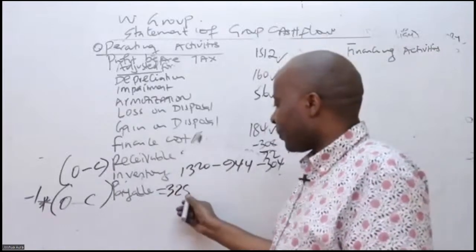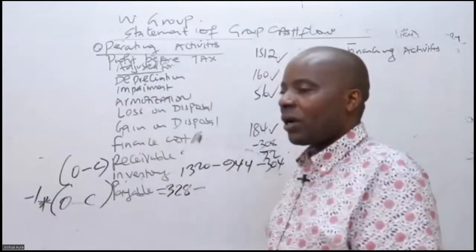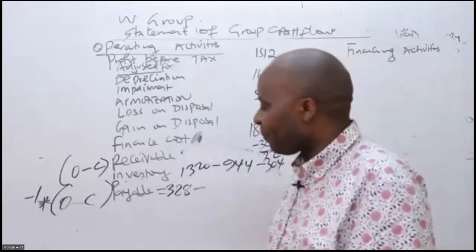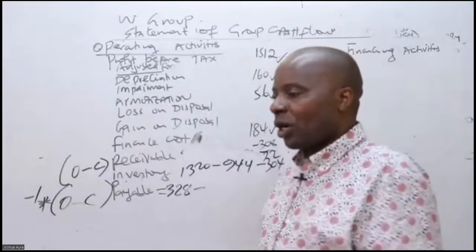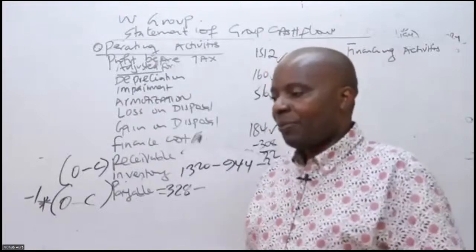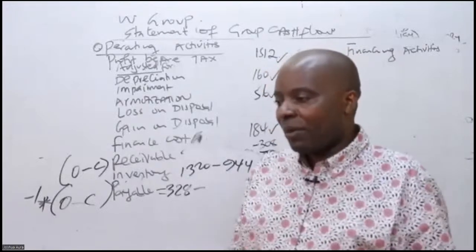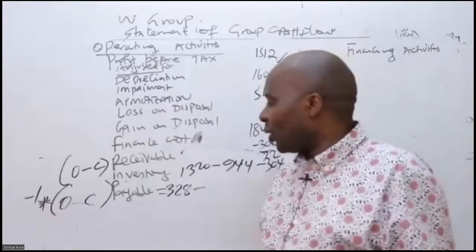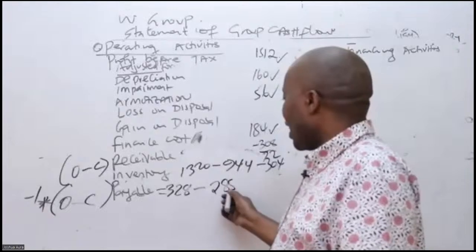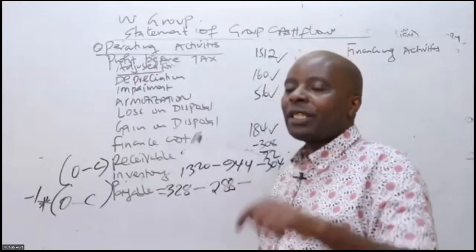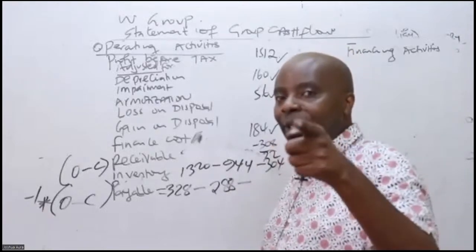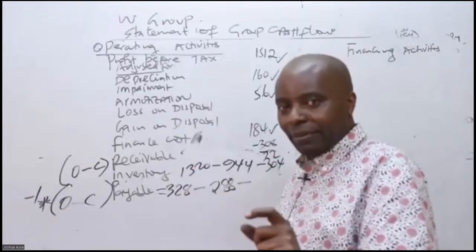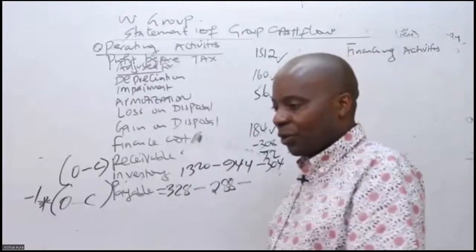328. Minus, in this case here, closing for 2022. Closing payable 2022, 288. And then the payables of the subsidiary that was disposed, don't capture it as a negative. I know it's there as negative. Negative means liability. But don't put it here as a negative, you'll confuse things.